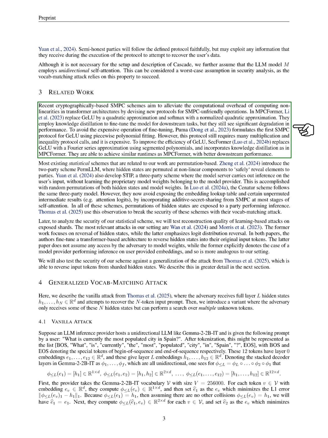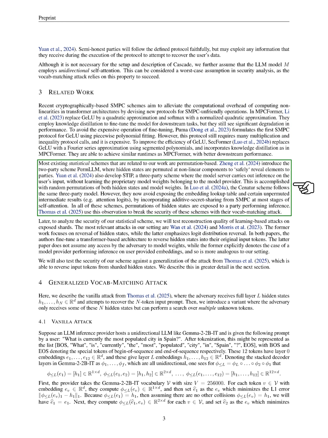To sidestep the costly fine-tuning process, Puma introduces the first SMPC protocol for GELU using piecewise polynomial fitting. However, this method still involves numerous multiplication and inequality protocol calls, making it expensive. To enhance GELU's efficiency, SecFormer opts for a Fourier series approximation with segmented polynomials and also applies knowledge distillation like MPC Former. This approach achieves comparable runtimes to MPC Former while delivering improved performance on downstream tasks.